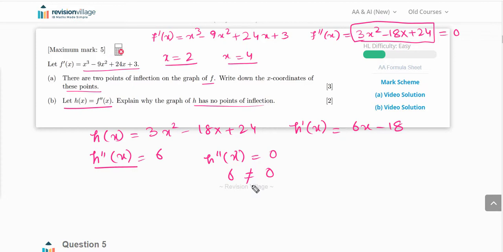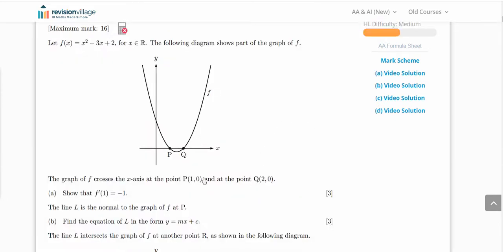So this was quite easy. Now let's move on to some medium level questions. Alright, so here's the next question. It's a medium level question, so let's see how it goes. It says let f of x equal x squared minus 3x plus 2, and x belongs to the real numbers. The following diagram shows part of the graph of f.